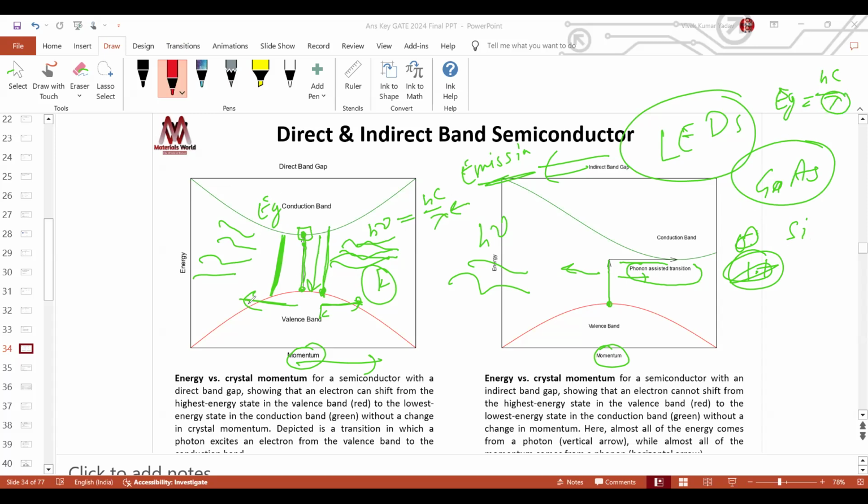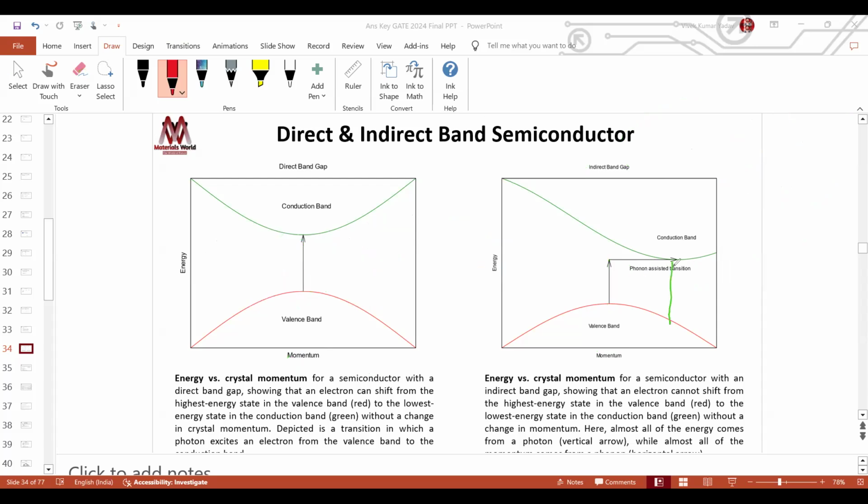What is happening in an indirect semiconductor is that it starts colliding with the phonons and starts losing energy. That means we won't be able to get the same lambda or hν, because energy is lost in the phonon interaction, and the emission efficiency will also be lower. That is common sense: the more path traveled, the more energy loss.